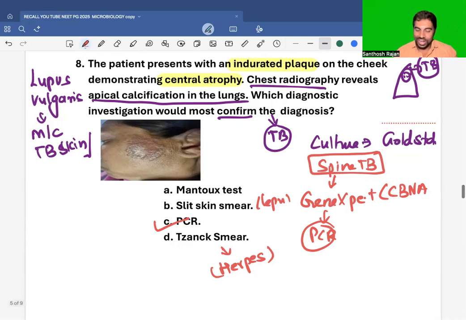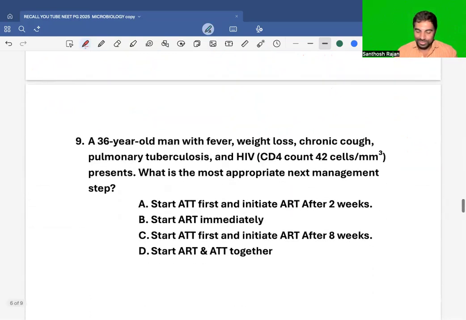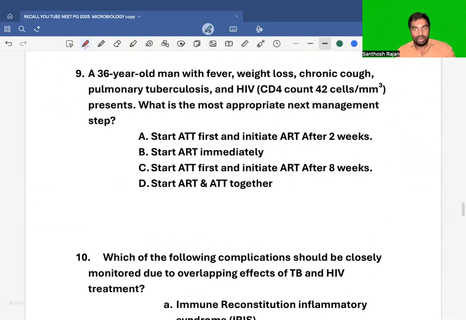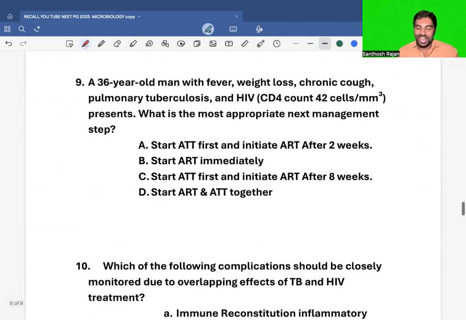So another happy question, I would say. Next question. Again, TB has a lot of questions. Always two questions from TB come. This one was a repeated question. I told it several times, during classes also, every time. So don't forget this one.